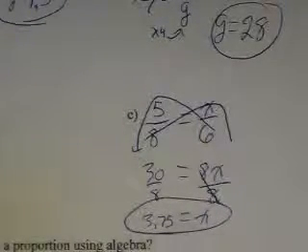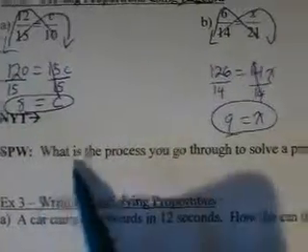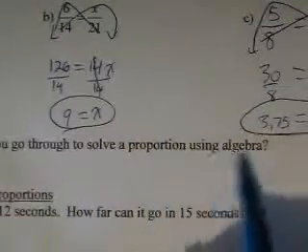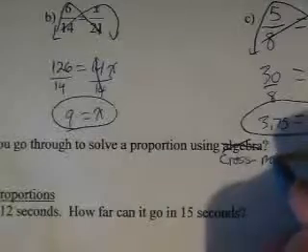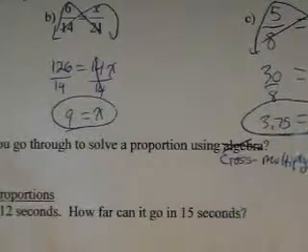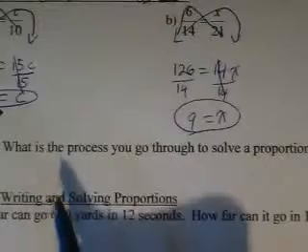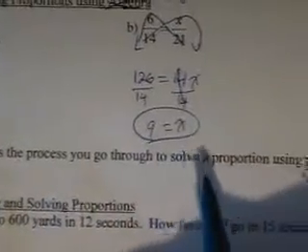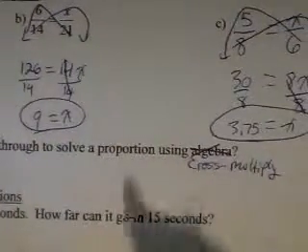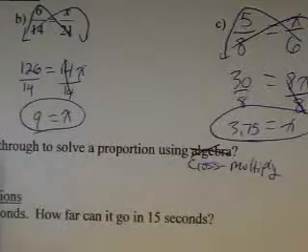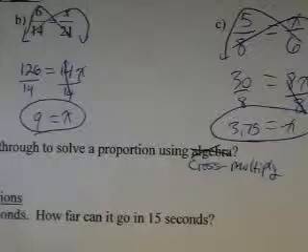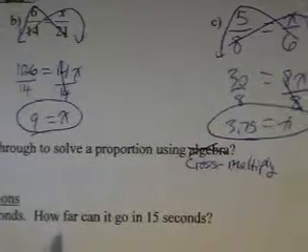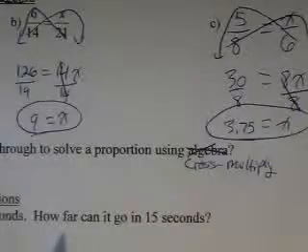Okay? So, summary point writing. What is the process you go through to solve a problem using, not algebra, cross-multiply? I want you to take a second, and I want you to answer that sentence. If you can answer that sentence, it means you understand the lesson. If not, you might want to restart the lesson from here. Okay? So what is the process you go through to solve a proportion using cross-multiply?